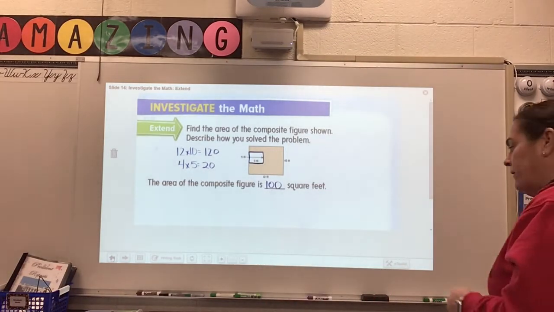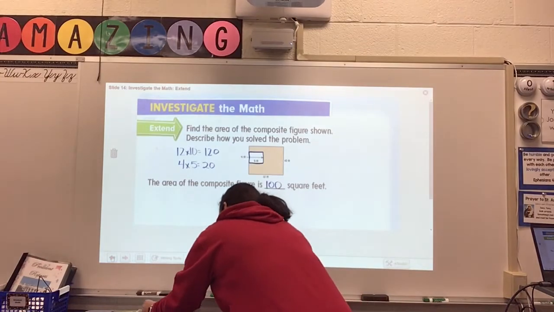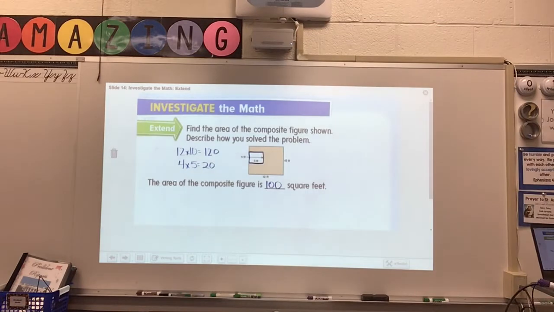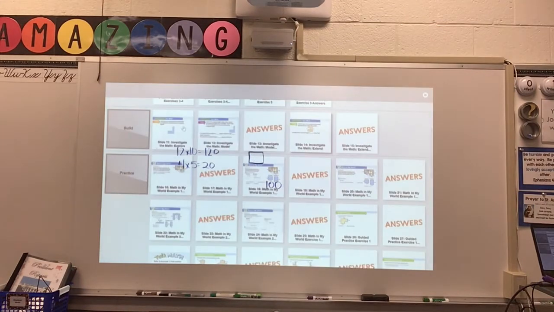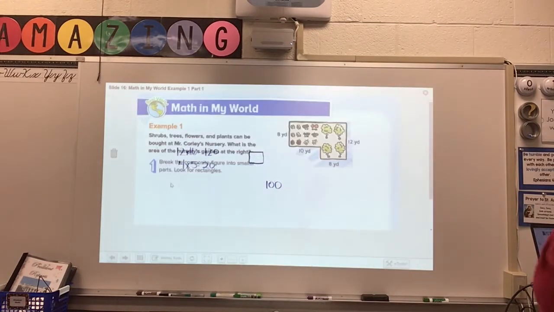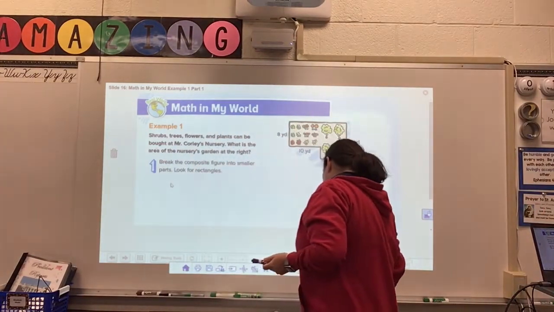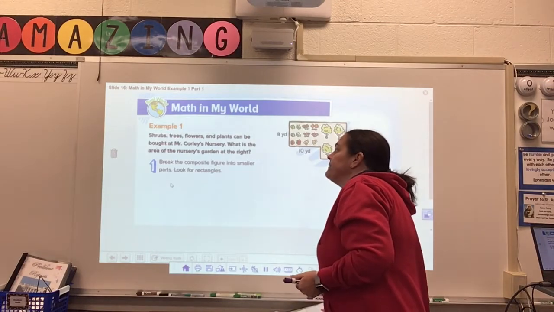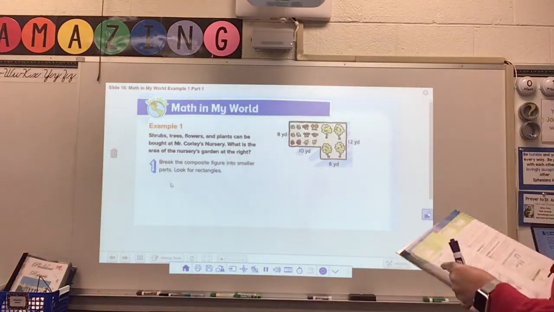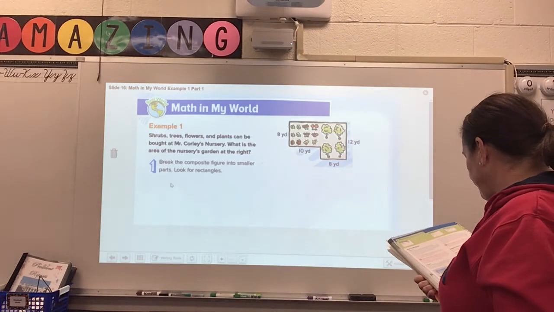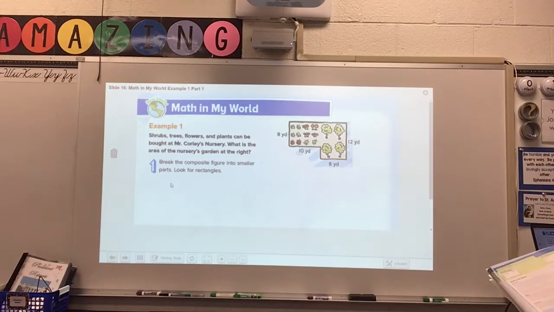If you are following along in your book, you're going to be looking at page 797. All right. At the top of 797, it just defines a composite figure, and it says that a composite figure is made up of 2 or more figures, and to find the area of the composite figure, you would decompose it into 2 or 3 smaller parts, okay?